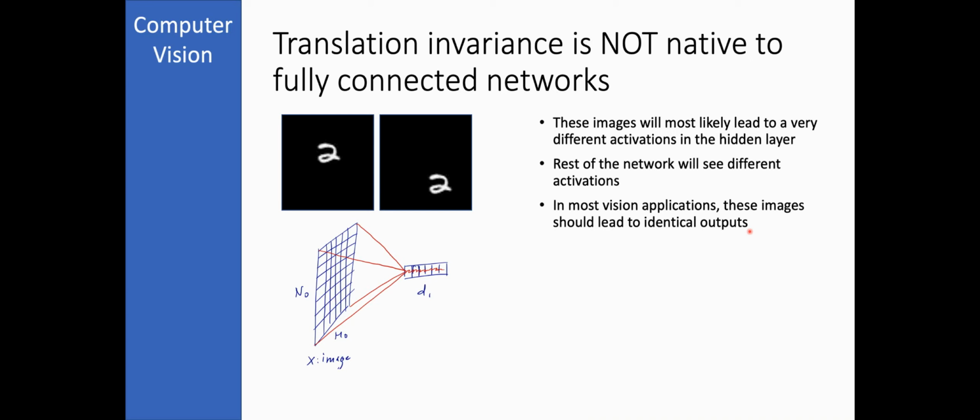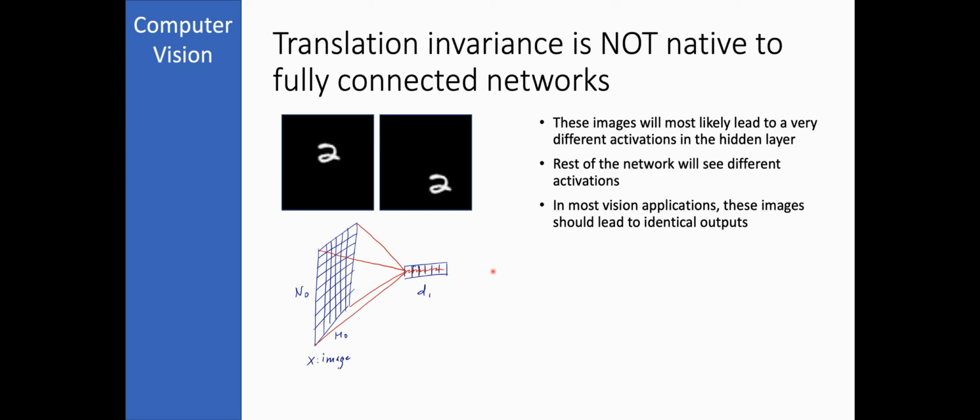The last thing we talked about regarding the problem of fully connected layers was translation invariance. Translation invariance is not native to fully connected networks. As we discussed, given these two images, the vectorized representations of these images will be very different. That means the representation in the first hidden layer will be very different, and so on. So these images will most likely lead to very different activations in the hidden layers, and the rest of the network will see very different activations. So the results will be very different.